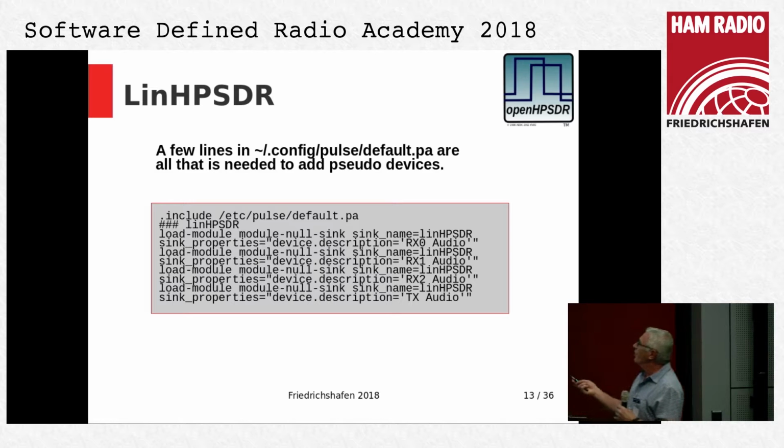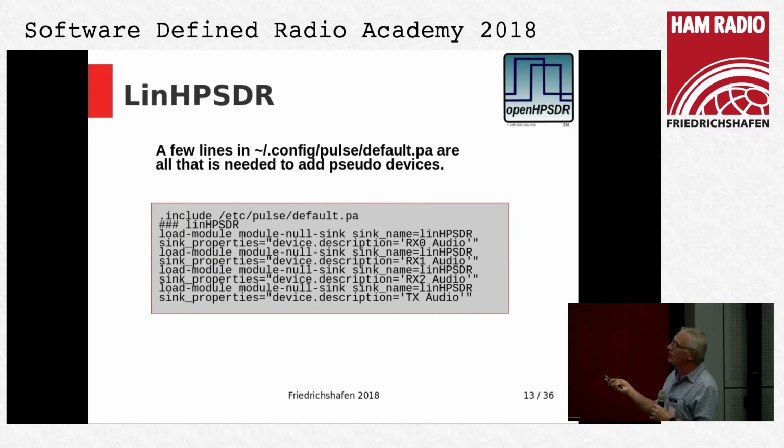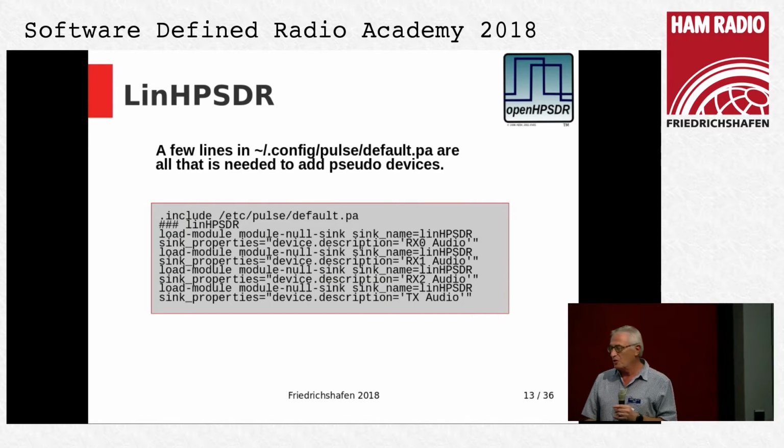Just a few lines to set this up. And I've also done one for the transmit audio. So I can have an application like WSJT-X define that its output audio goes to the TX audio pseudo channel, and then on LinHPSDR, I can have the transmit audio reading that data for the output. So no wires, and all very simple.